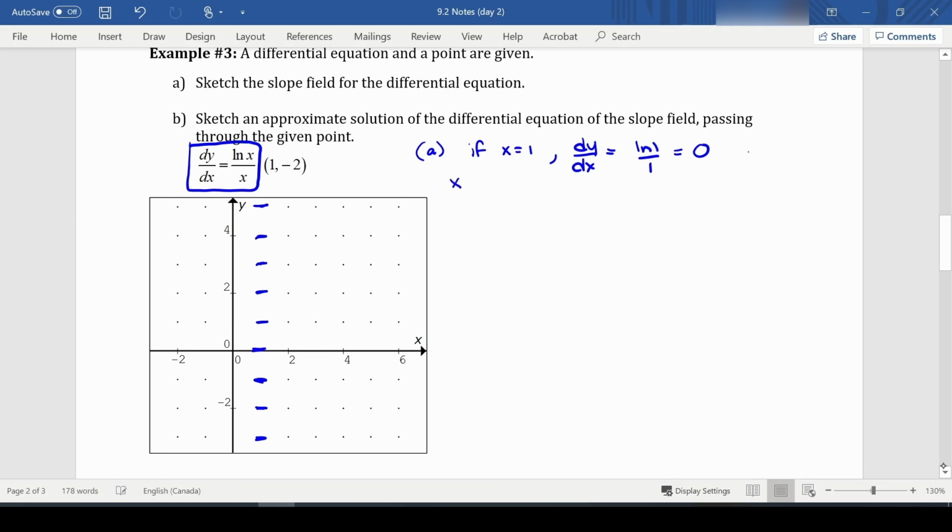Hopefully you'll notice that x cannot be 0 here. You would have a slope that does not exist. If you want to draw vertical lines to help you out, go for it, but your slope does not exist there. If x is 2, dy dx is ln 2 over 2. You can go ahead and plug that into a calculator and get approximately 0.347. So if x is 2, we're going to have a slope of about a third.